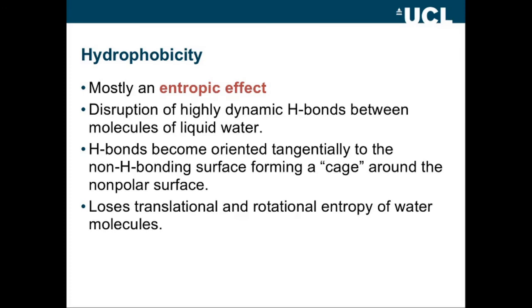So what ends up happening if you put something hydrophobic in, which is essentially something that is apolar and which cannot form hydrogen bonds, it means that the network of hydrogen bonds that water can make becomes oriented tangentially to this non-hydrogen bonding surface, thus forming a kind of ordered cage around the nonpolar surface. And this results in the loss of both translational and rotational entropy of the water molecules.